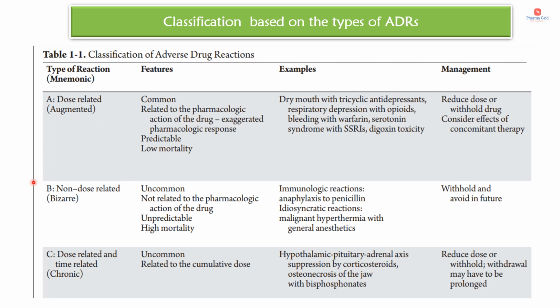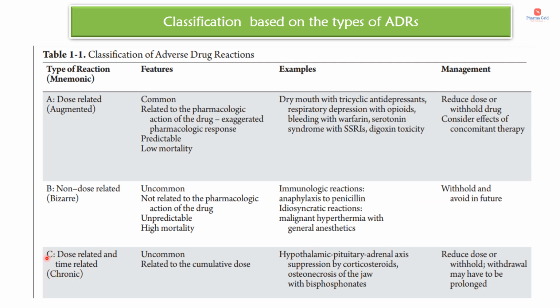And the next type is type B. B stands for bizarre. Okay, it is non-dose related and the features include that it is uncommon, not related to the pharmacological action of the drug, unpredictable, with a high mortality rate. Examples include immunologic reactions, anaphylaxis to penicillin, idiosyncratic reactions, malignant hyperthermia with the general anesthetics. So the management option is to withhold and avoid the particular drug in future.